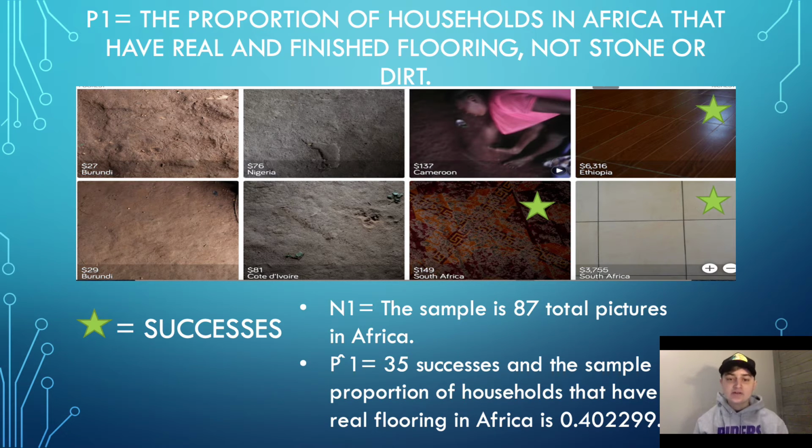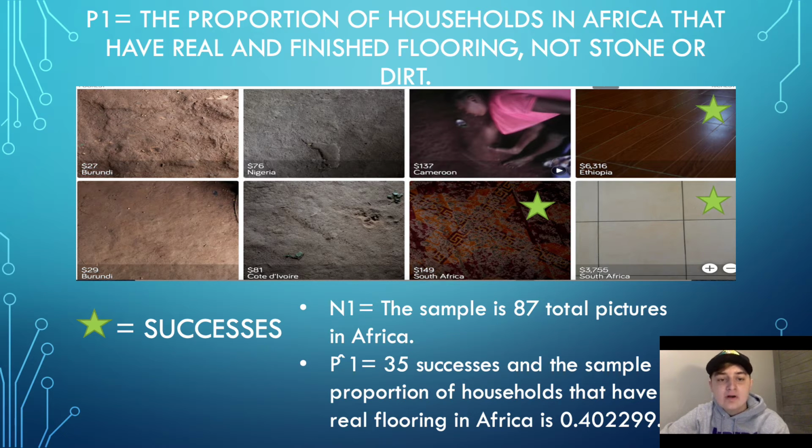From the Dollar Street website, P1 is the proportion of households in Africa that have real and finished flooring, not stone or dirt. To be successful, you must first have a real finished floor with no dirt or stone. So in the photo above, I have 3 stars on floors in Africa that are finished. And the ones that do not have stars are floors that are stone or dirt or they're just not finished.